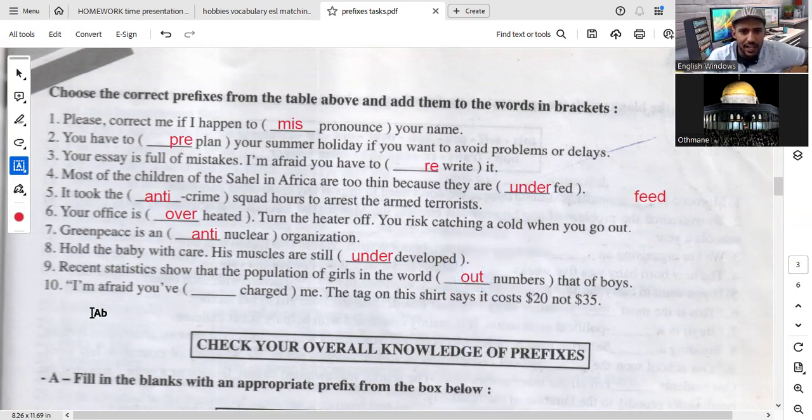Number 10, the last one, I'm afraid you are charged me. The tag on this shirt says it costs $20, not $35.